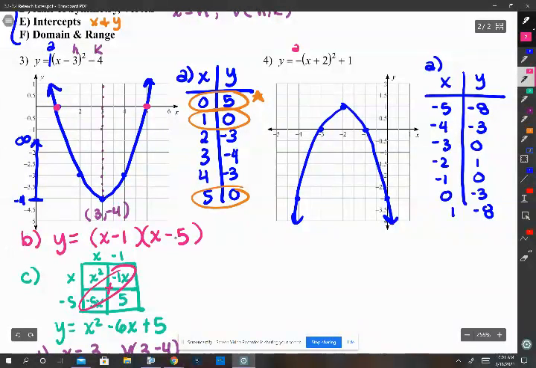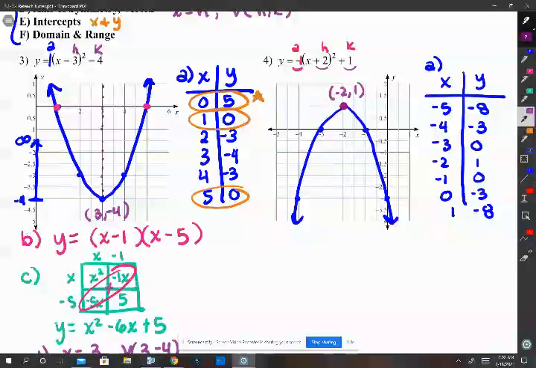Here's my A value as a negative 1, and then notice that here's my H and my K value. So this is the point negative 2, positive 1, because remember, it's the opposite, and then whatever K is, and we're going to go from there.